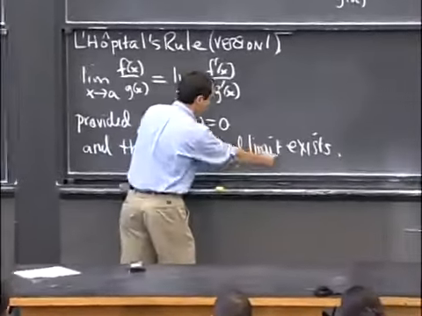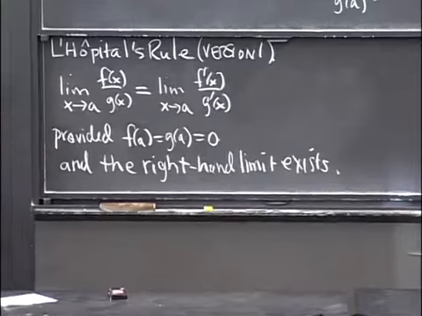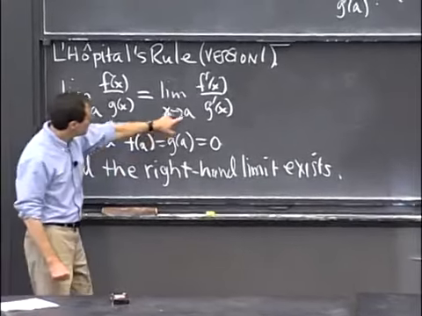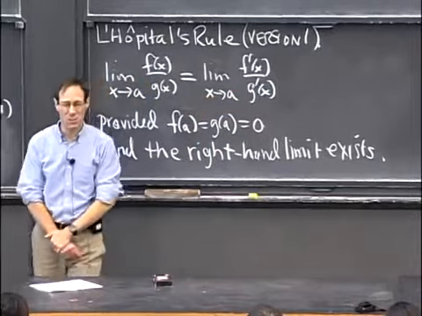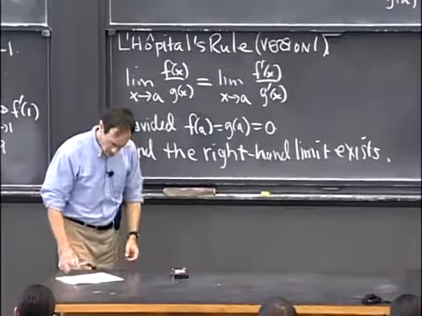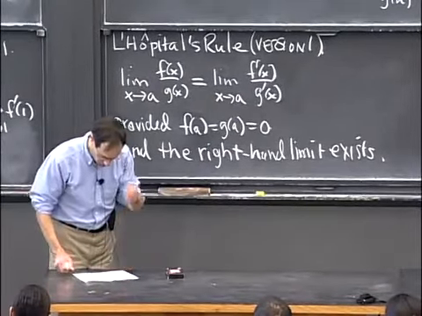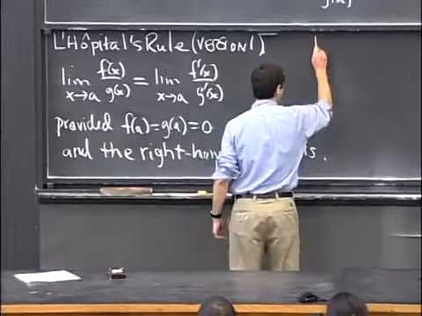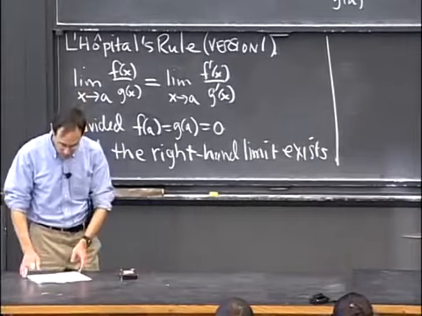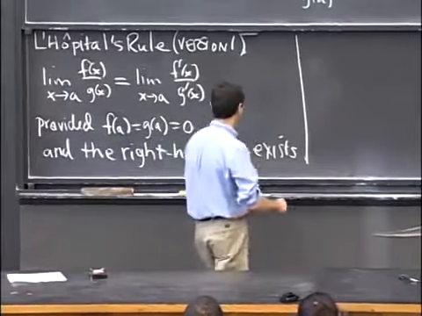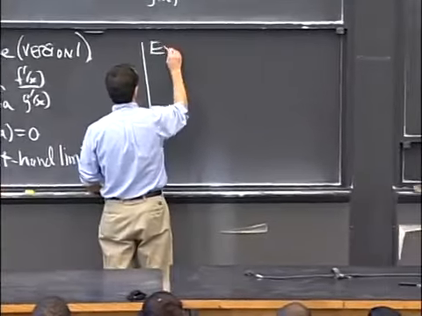It works if this limit makes sense and this limit exists. Now notice I didn't claim that the denominator had to be non-zero. So that's what's going to help us a little bit in a few examples. So let me give you a couple examples, and then we'll go further. Now, this is only version 1, but first we have to understand how this one works. So here's another example.